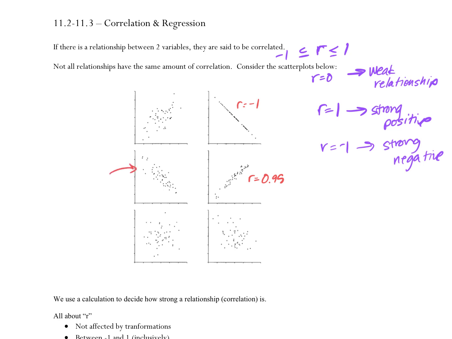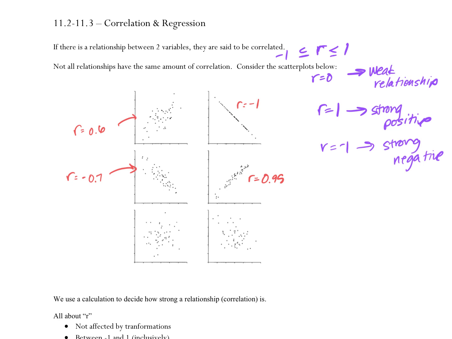Versus this one, what are you thinking for R? Maybe like 0.5? It's probably a little bit stronger than 0.5, and it's negative, right? Because it's going down, okay? So negative, I would actually maybe say 0.7. And this one, that one looks positive. Maybe that one might be 0.6.